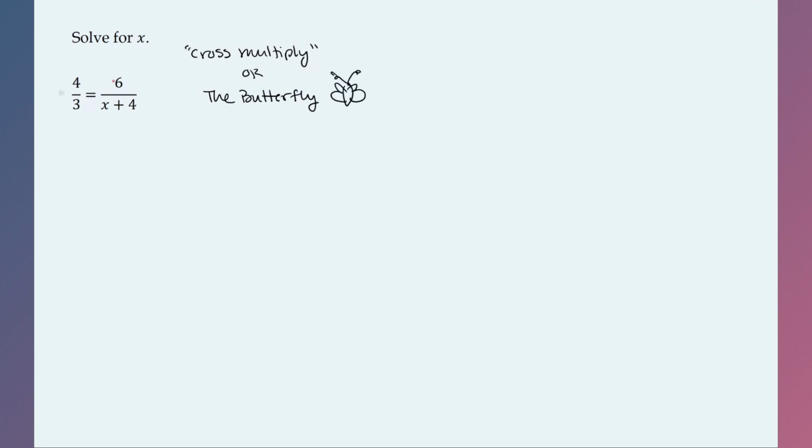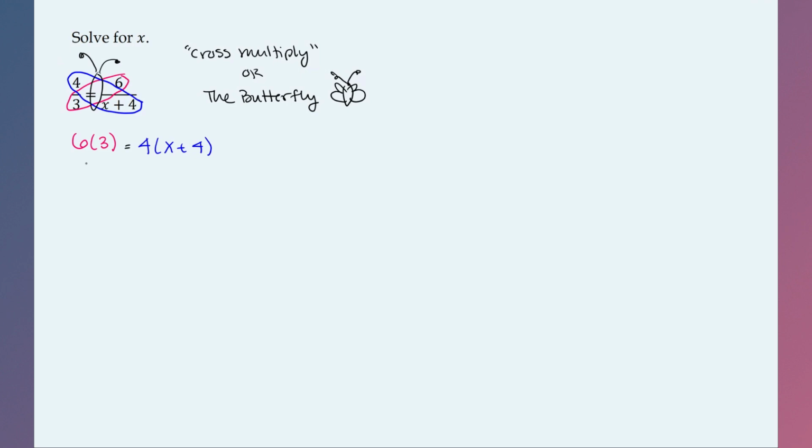So we're going to start off with our first half of our butterfly with 6 times 3. We're going to set that equal to the other half of our butterfly or cross multiply with 4 times (x plus 4). We're putting x plus 4 in parentheses because it is 2 terms. And there you have it, your butterfly. We're going to continue solving.